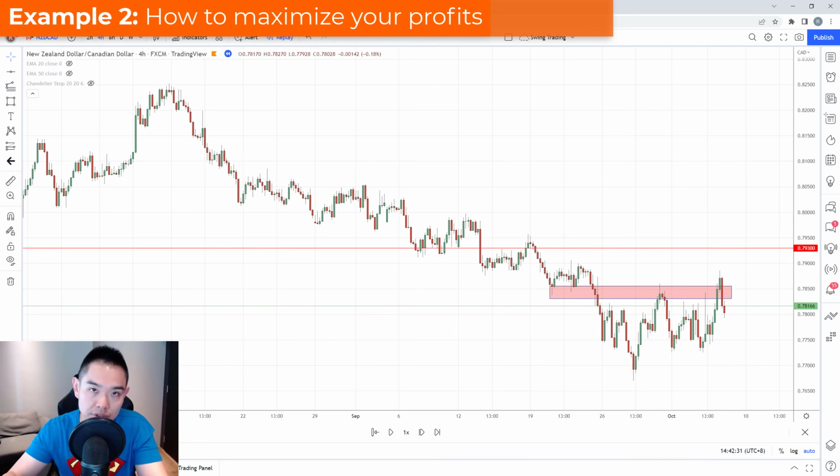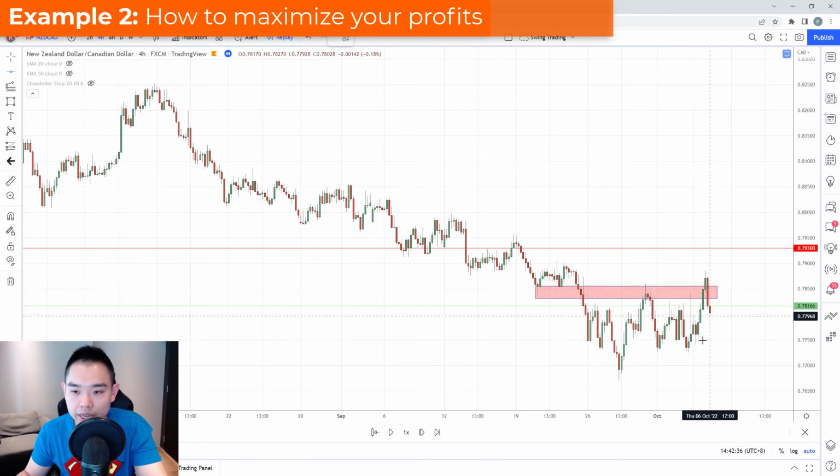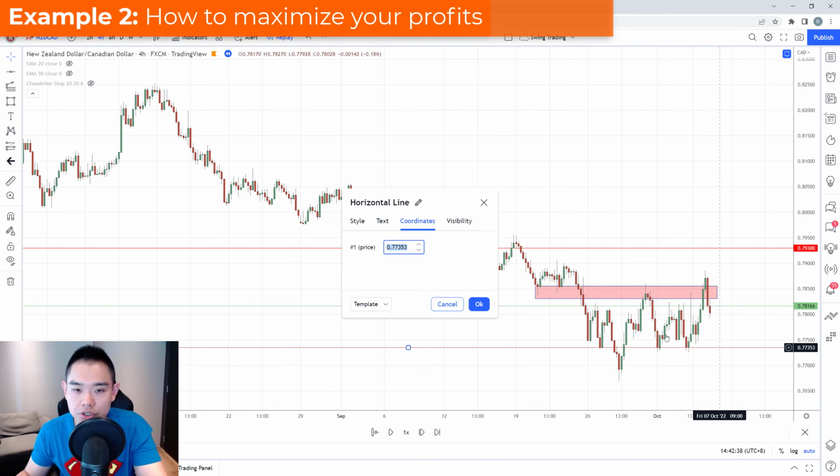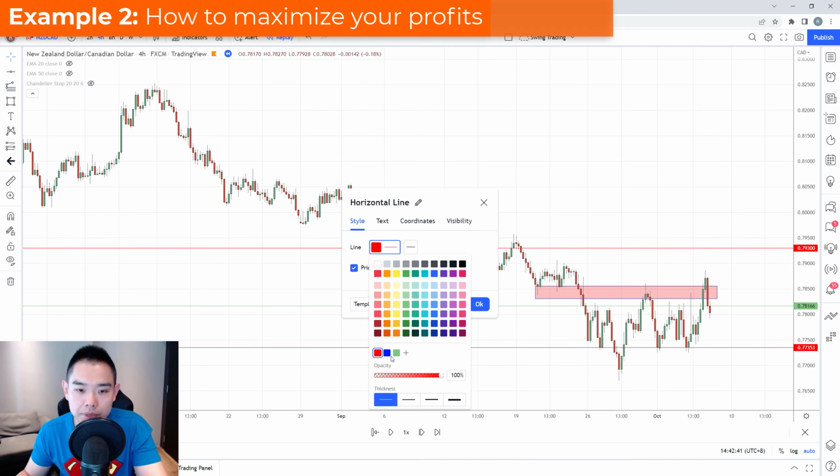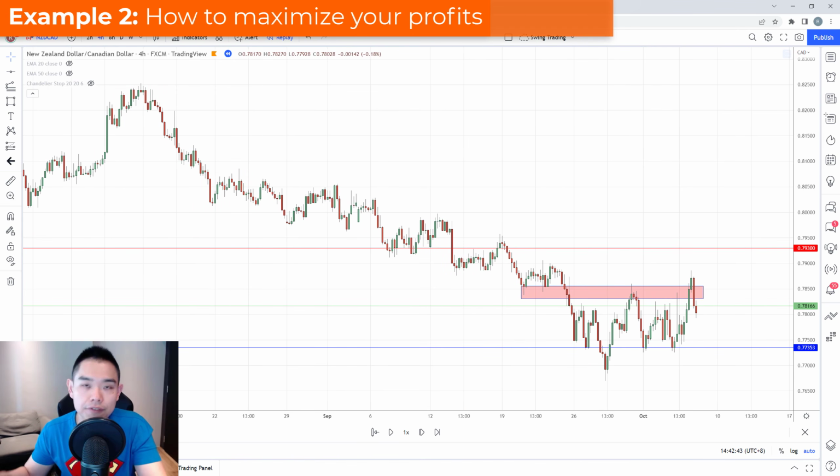One is a more conservative target and one is a further target. So let me share with you how to do this. In this case, your first target can be over here. Okay, this is your first target. Let me just change this to blue. Let's call this target 1, TP1. Okay, and you can have a second, further target.